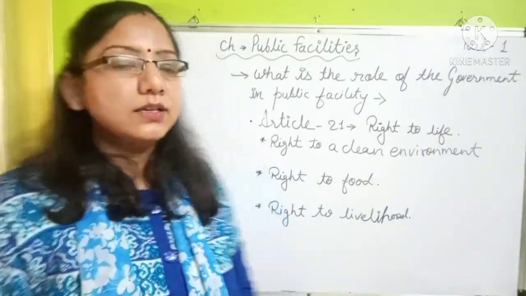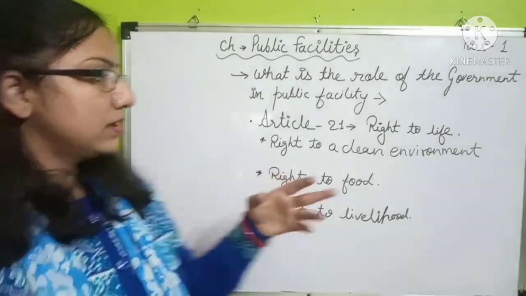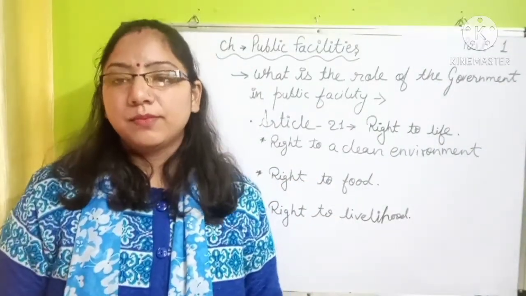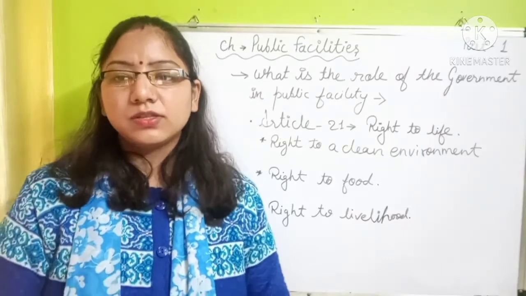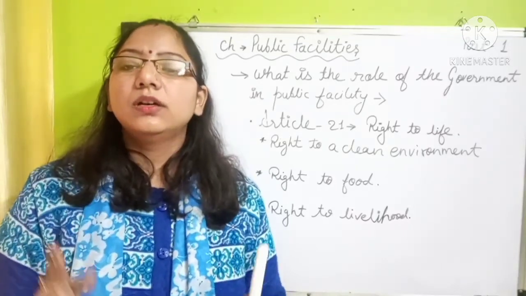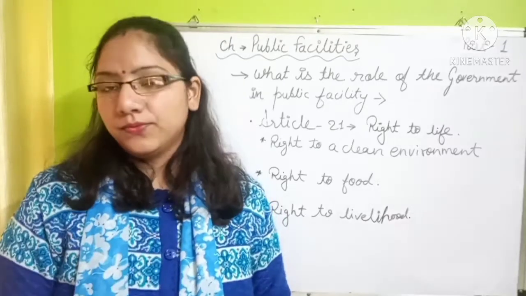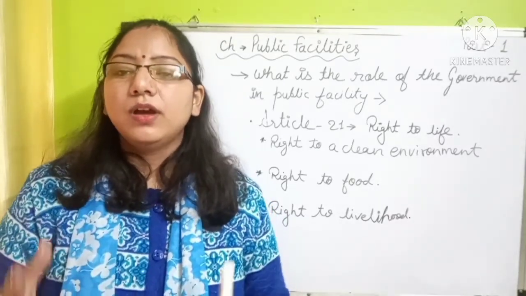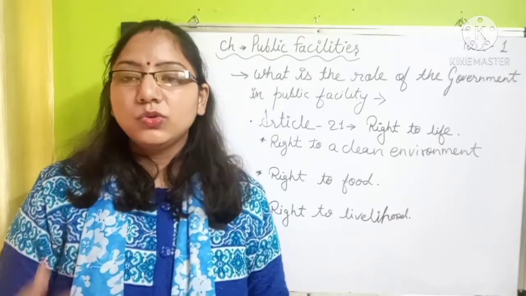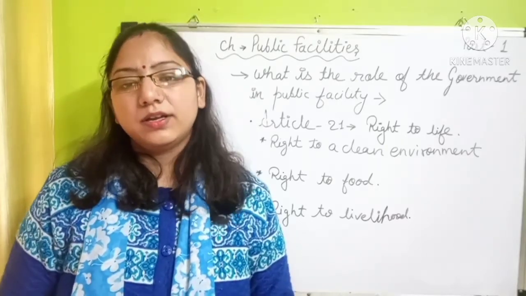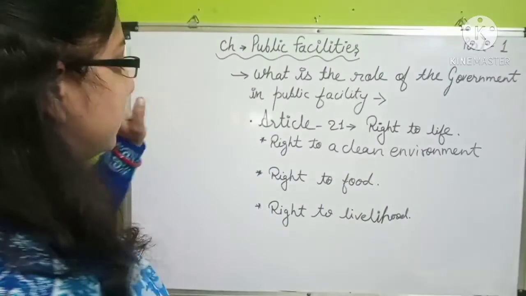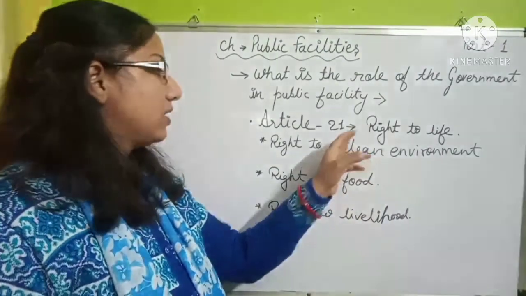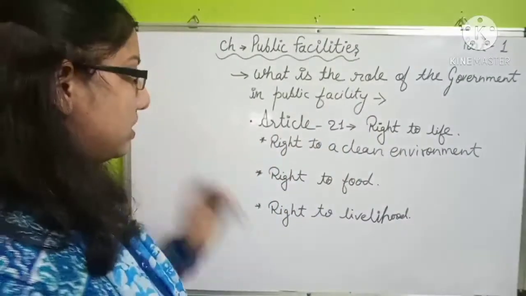As Article 21 says, everybody has the right to life. But the right to life does not only mean the right to live like a human being, it also has another meaning. It also includes many more rights under it. So all the basic needs come under the right to life under Article 21.